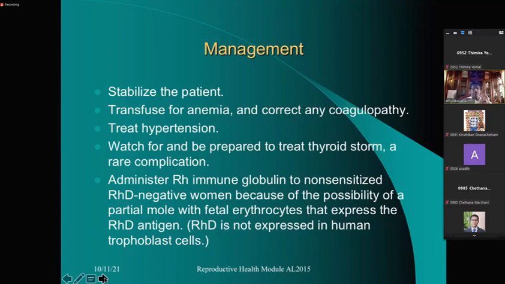what you need to do is, if she is bleeding, obviously you need her to be stabilized and give her blood if it's necessary. If she's hypertensive, you treat the hypertension. If your TSH levels are high, you look for it, and if your thyroid hormone levels are high, be prepared for managing thyroid crisis.